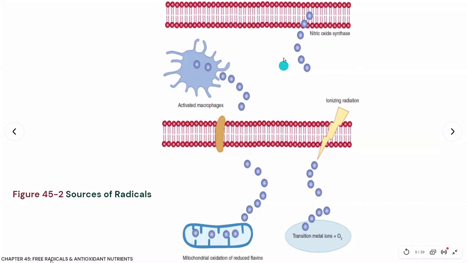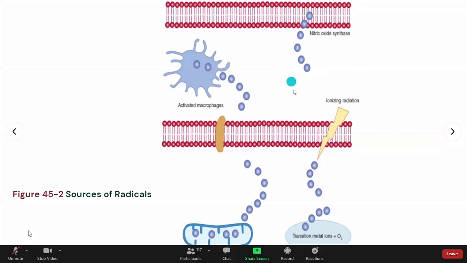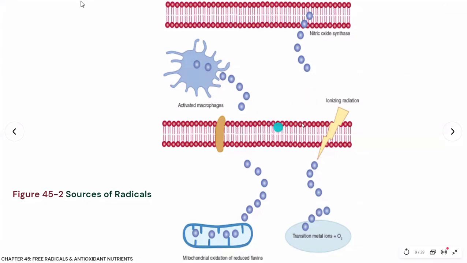Okay, it's a radical itself, but this radical is used as a cell signal from each other, and it also relaxes the endothelium of the blood vessel, so that the blood vessel increases its caliber so that blood can pass through. Okay.